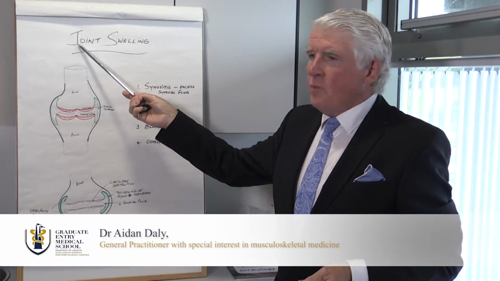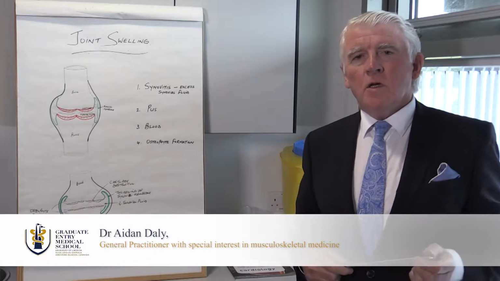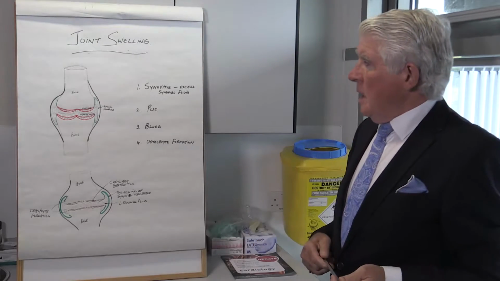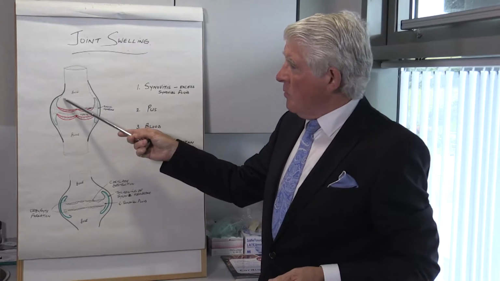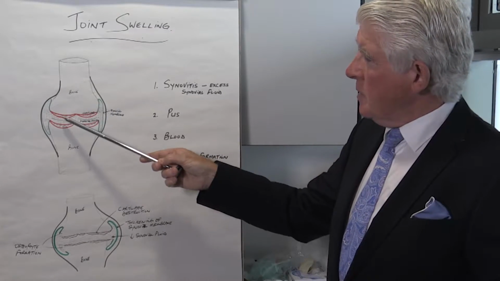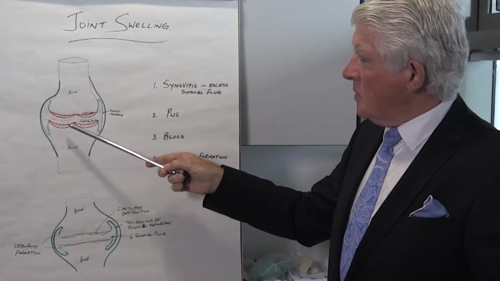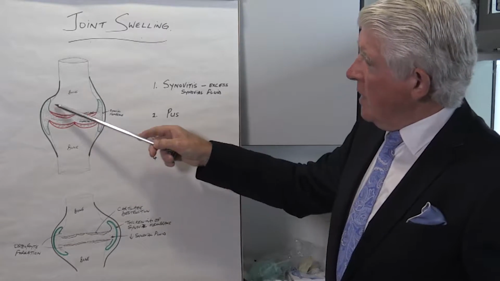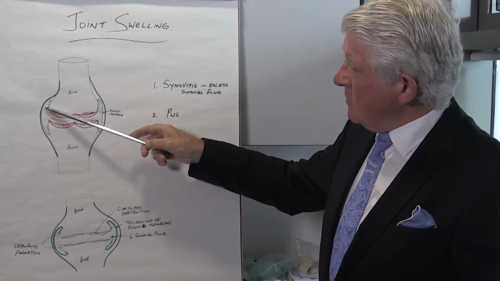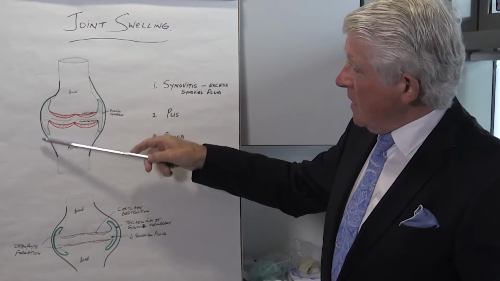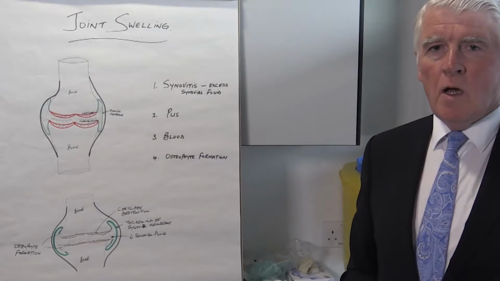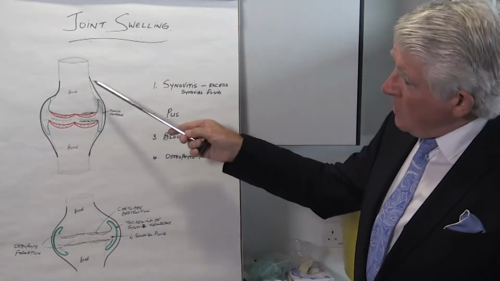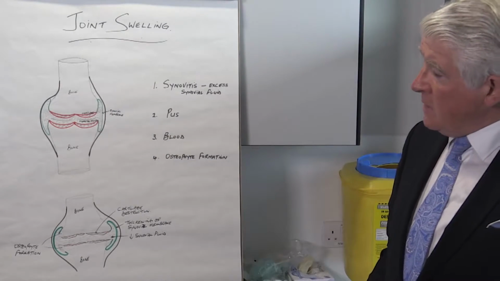So we're going to briefly refer to joint swelling because it's such an important sign to evaluate. Let's recap for a moment. Here we're looking at bone, and we get the articular cartilage at the ends of bone. We have the synovial fluid, and then we have the actual capsule of the joint with the tendons and muscles outside the capsule. This is a normal joint.